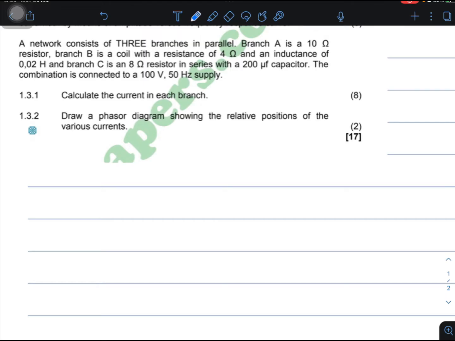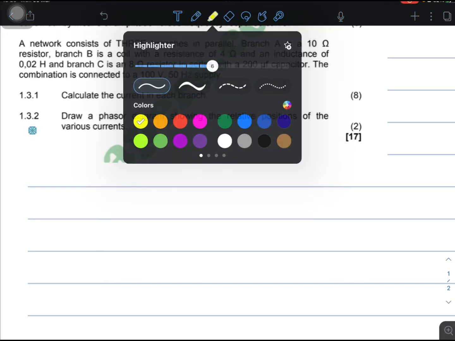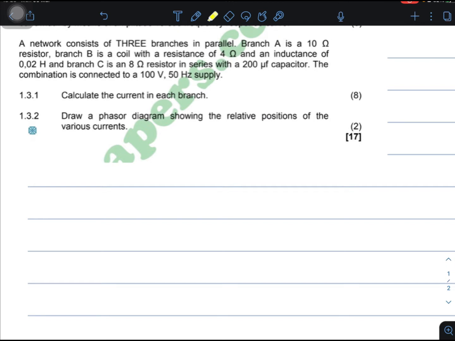But now I've got a question from the previous question papers. This question: a network consists of 3 branches. So we have 3 branches in parallel. Branch A is a 10 ohm resistor. Branch B is a coil with a resistance of 4 ohms.